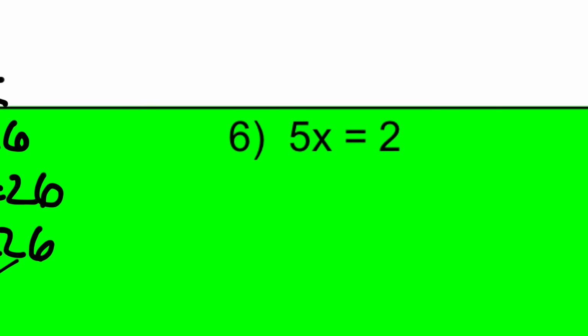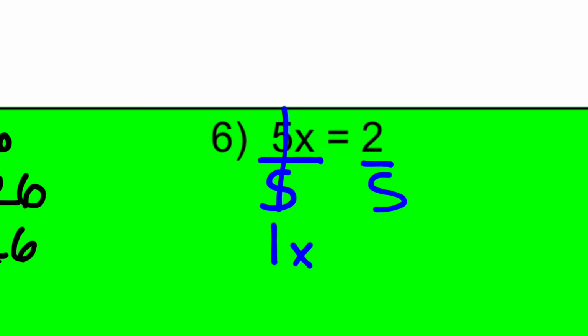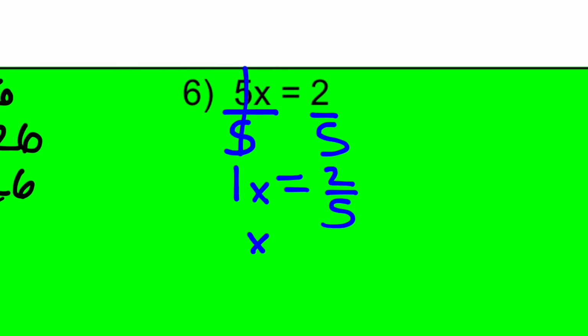Okay, what about this one? This one often throws people off because you get a fraction or a decimal answer. I have 5x equals 2. I want to show the value of positive 1x. So to show the value of positive 1x, I'm going to divide by 5. And if I divide this side by 5, I have to do the other side by 5. Well, 5 divided by 5 gives 1x. And 2 divided by 5, well, I could just leave that as a fraction. 2 divided by 5 is 2/5. You could also say x is 2/5.